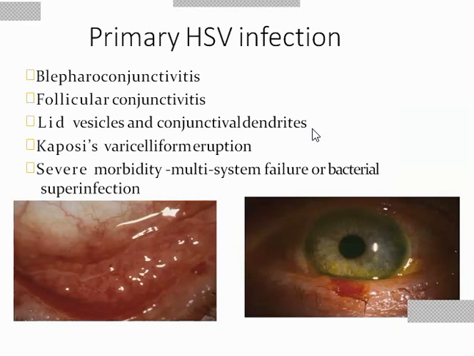So primary herpes simplex keratitis, when do you suspect it? This is blepharoconjunctivitis, and you see there is follicular conjunctivitis. You must know what a follicle is. It is an aggregate of lymphocytes in the subconjunctival area. What is the difference between follicle and papillae will be asked in your examination. What is the follicle and what is the papillae? Anybody, please type down what the papillae is.